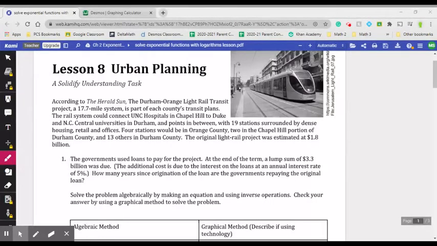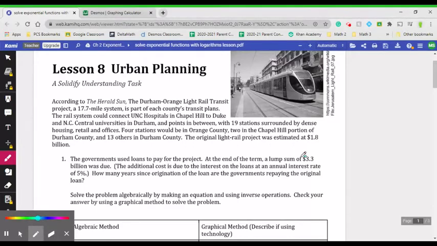The original project was estimated at $1.8 billion. The government used loans to pay for the project. At the end of the term, a lump sum of $3.3 billion was due. The additional cost was due to interest on the loans at an annual rate of 5%. How many years since the organization of the loan are the governments repaying the original loan? Solve it algebraically.